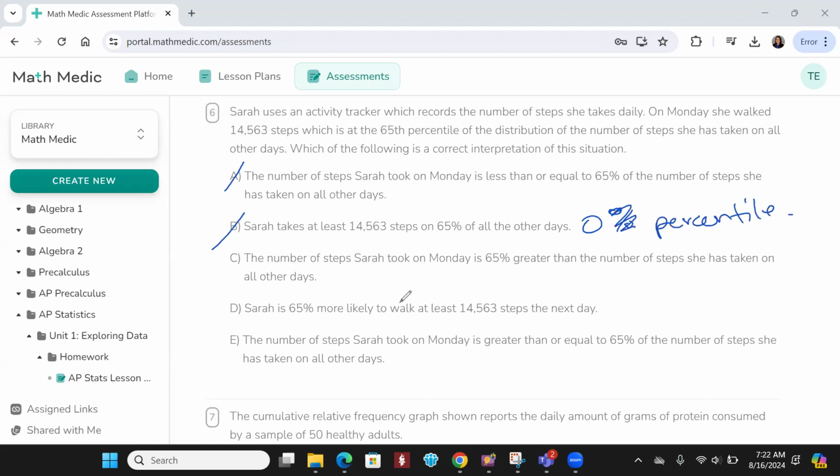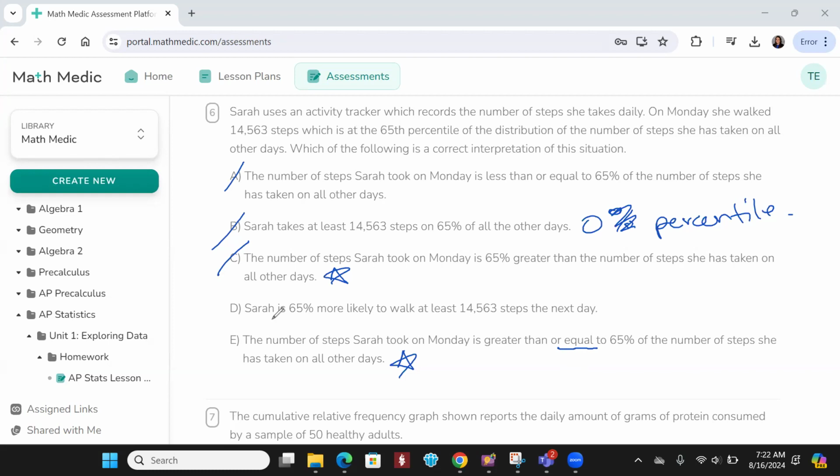All right, what about C? The number of steps Sarah took on Monday is 65% greater than the number of steps she's taken on all other days. Most of y'all put this, right? What's the difference between this one and this one? Because the bottom line says greater than or equal to, which is what a percentage is. It's not just greater. So if it's 65% greater, it's multiplying that score. It's 65 instead of it being the actual percentile. Okay.